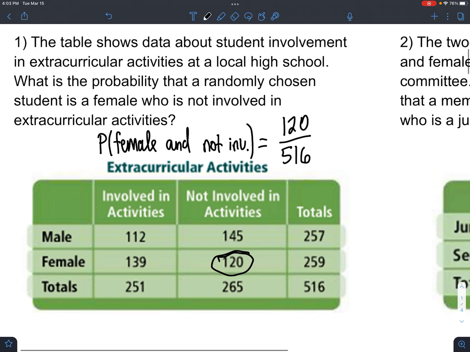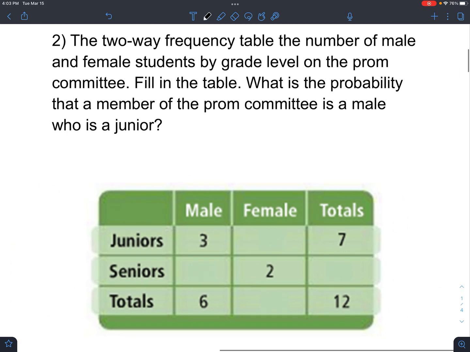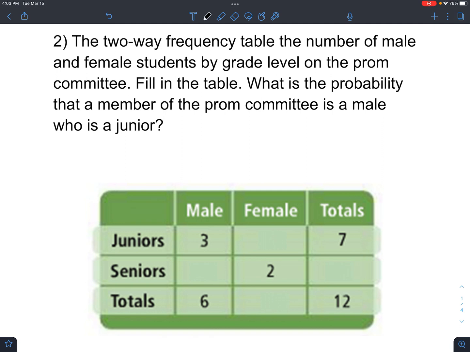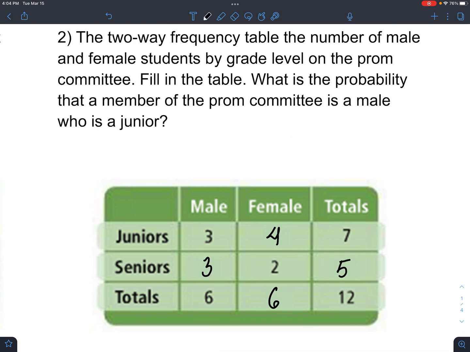Okay, let's take a look at another one. The two-way frequency table is the number of male and female students by grade on the prom committee. Fill in the table. I know that there are 3 males who are juniors, and I know there's 6 total males, so I know this must be a 3. And I know there are 7 juniors, and 3 of them are male, so 4 must be female. Females together are 6, and seniors together are 5. And all those add up.